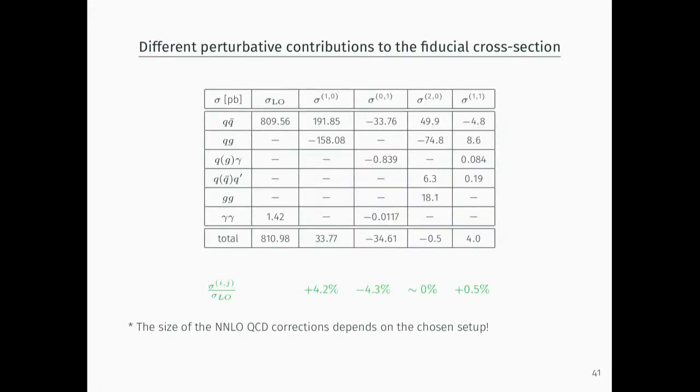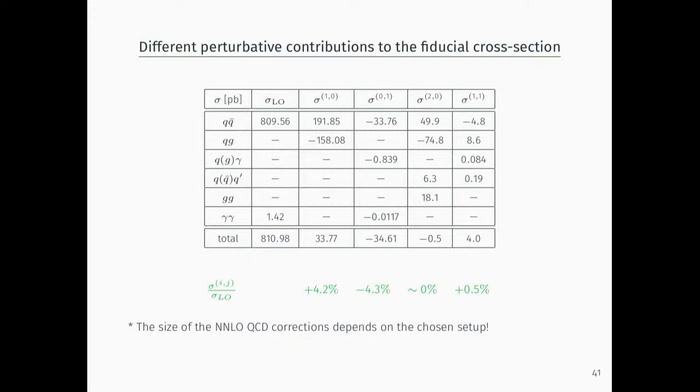Okay, so finally, I come to my results. These are the different perturbative contributions for the fiducial cross-section. Fiducial means we have put some cuts on the PT of the Z and so on. And you see that this is the final correction, and it is even larger than NNLO QCD. That is something surprising. Of course, this depends on these fiducial cuts, whatever cuts we are putting.